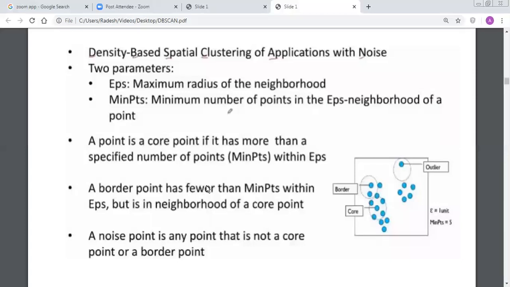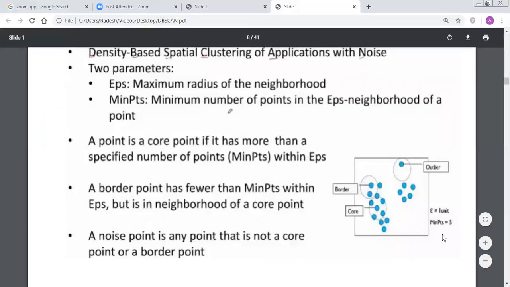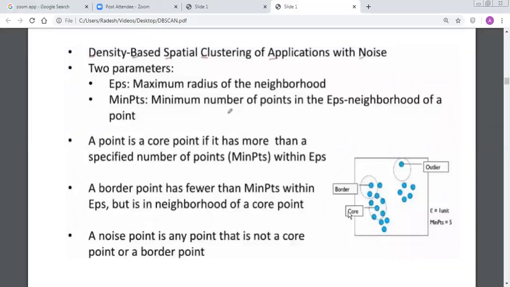So it qualifies the criteria that a point is a core point if it has more than the specified number of points, that is, minimum points within EPS. The specified number of points is 5, and the number of points existing in this particular circle is 6. So it is meeting the criteria. This particular center point is called a core point, and I have marked it in the square box as a core point.